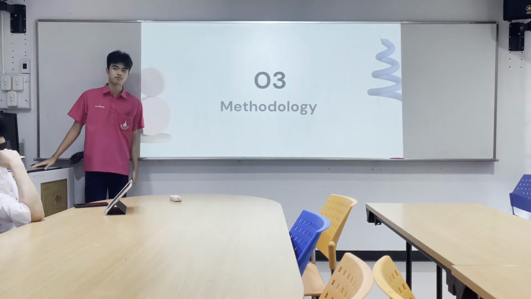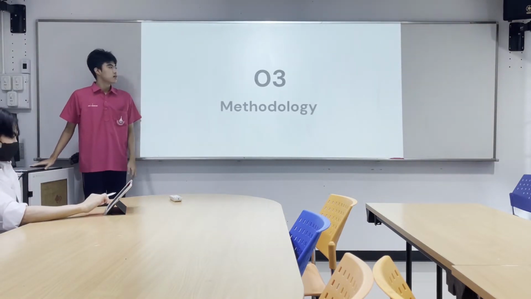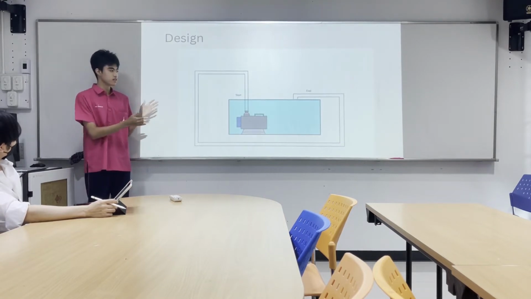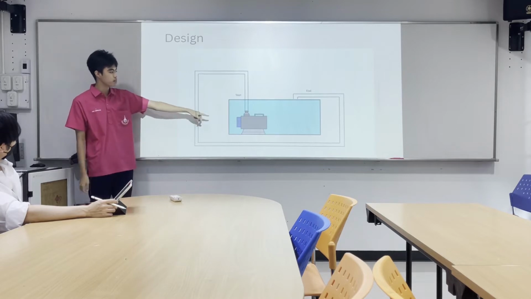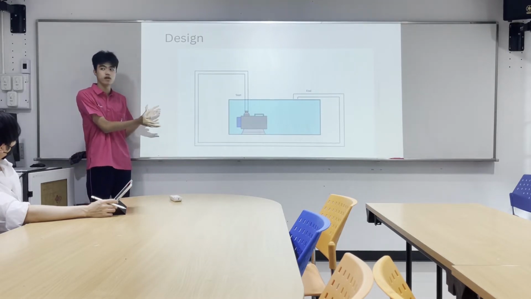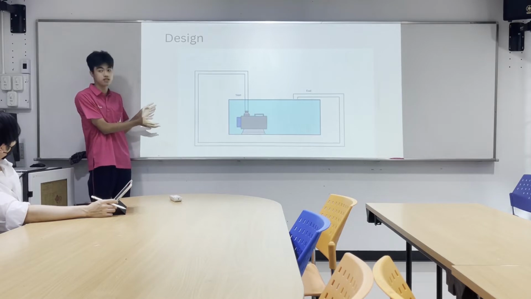Okay, so now we come to the methodology part. This first design is basically just a prototype. Just put a pump here and then have all the pipes around there. This is our simulation of the blood circulatory system.